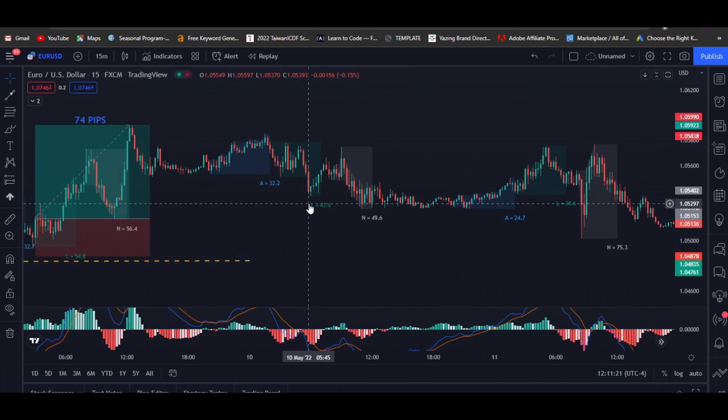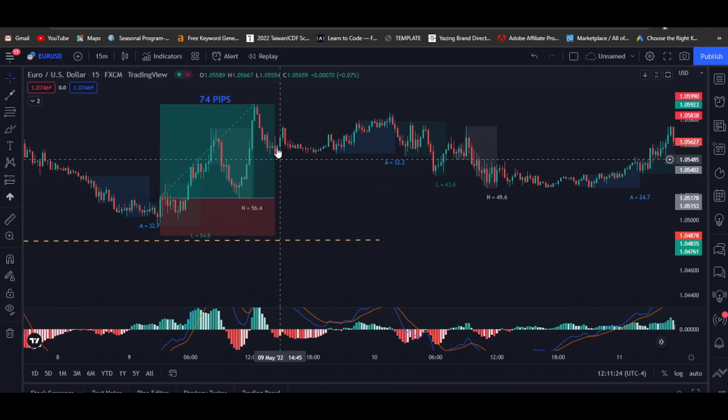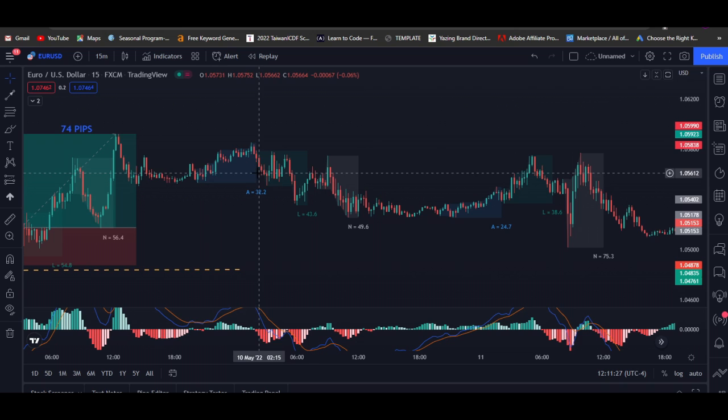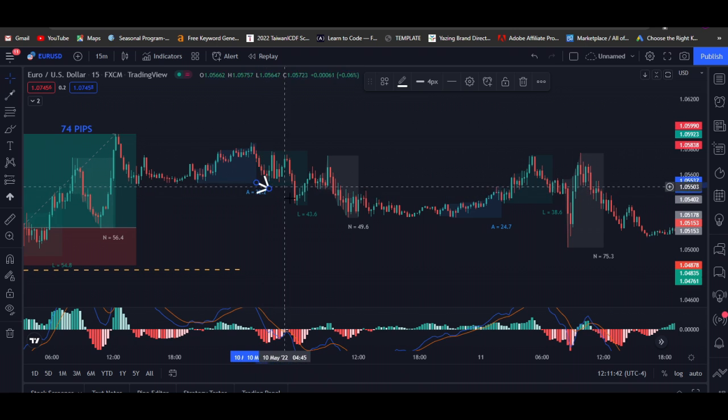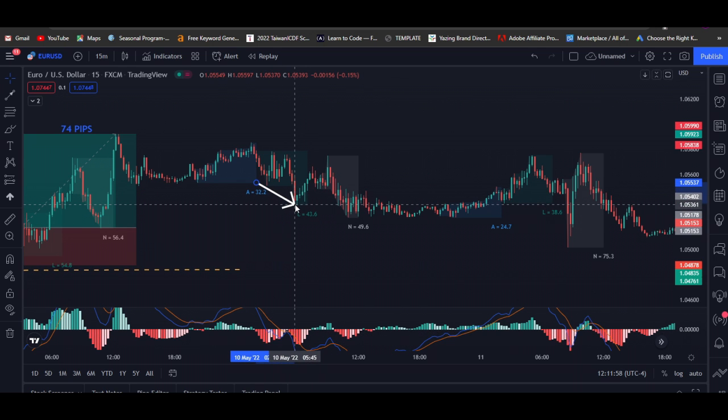So now we're coming to the market the next day, which is May 10th. We're looking for a buy. The price is going up. Price dropped below the Asian session, but then it didn't come up. Oh no, it didn't give us any entry. As you can see, still all red bars on the histogram. No green ones. The green ones started after this drop right here.